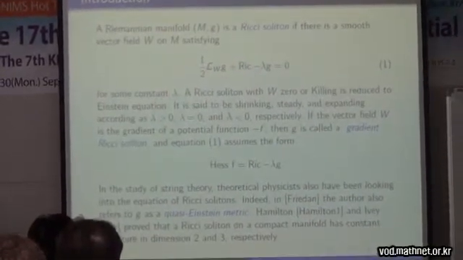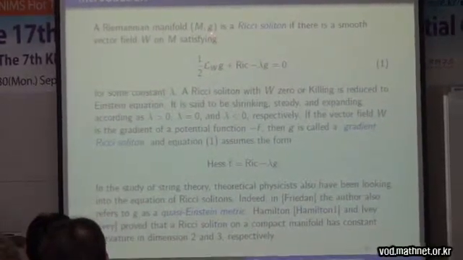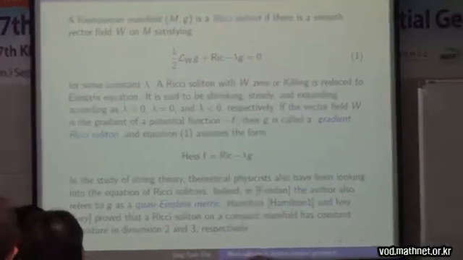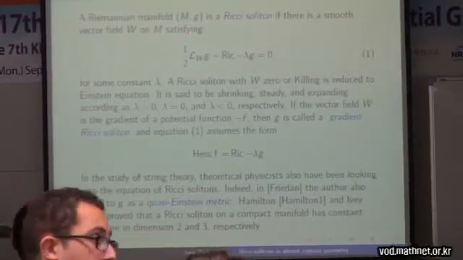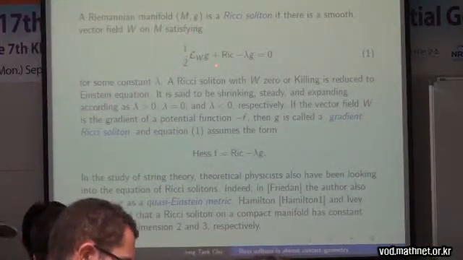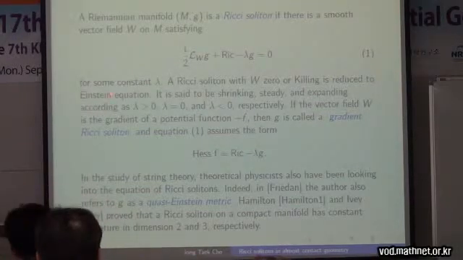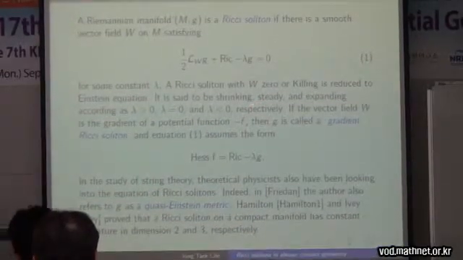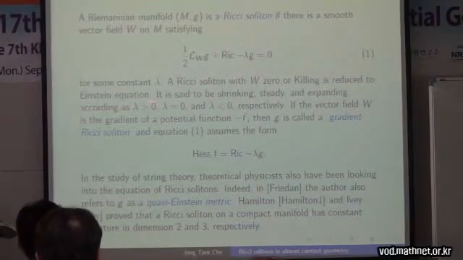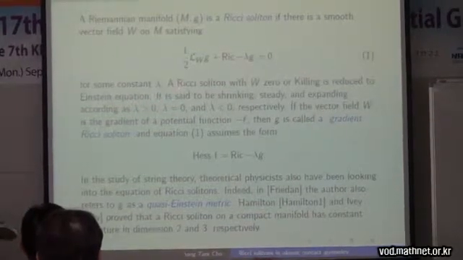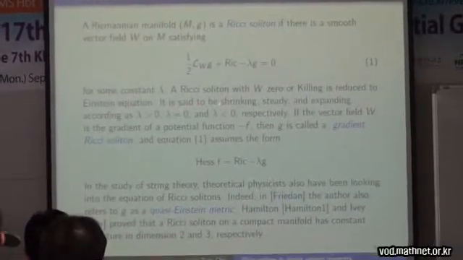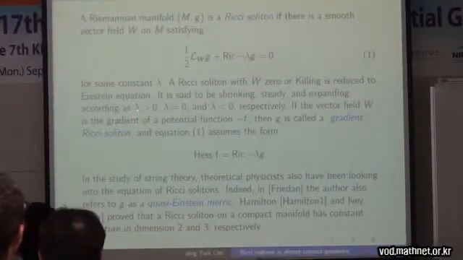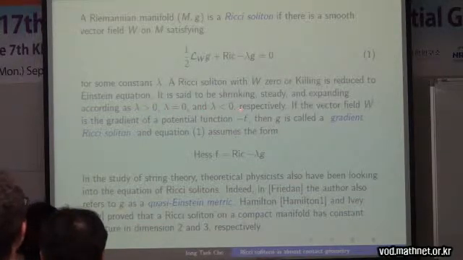A Riemannian manifold (M, g), where g is a Riemannian metric, is a Ricci soliton if there is a smooth vector field W on M satisfying this equation. We call this the Ricci soliton equation, for some constant lambda. A Ricci soliton with W zero or Killing reduces to the Einstein equation. We easily see this fact. And it is said to be shrinking, steady, and expanding according as lambda is positive, 0, and negative respectively.